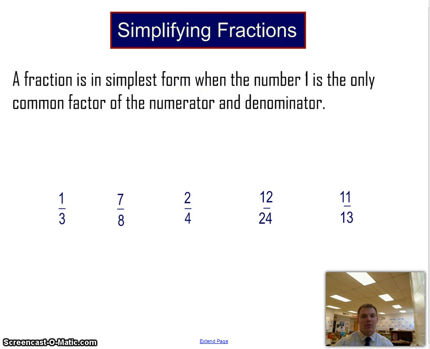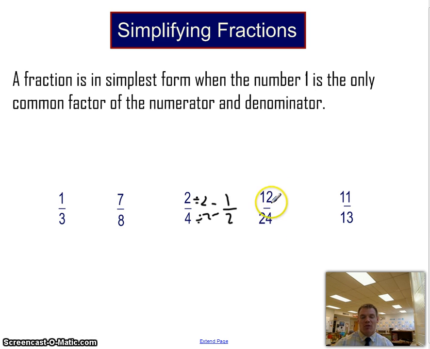2/4, however, what number can go into 4 and 2? If we think of a number that can divide 4 and 2, it would be 2. We can divide the top and bottom by 2, which would get us 2 divided by 2 is 1, 4 divided by 2 is 2, which gets us a half. We kind of did that yesterday when we were talking about equivalent fractions.